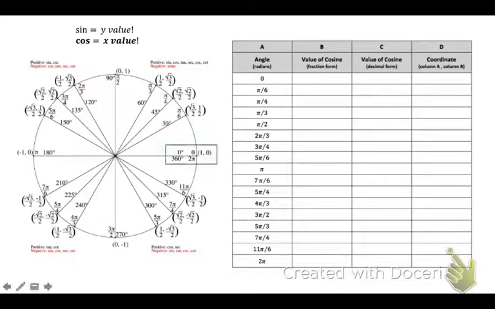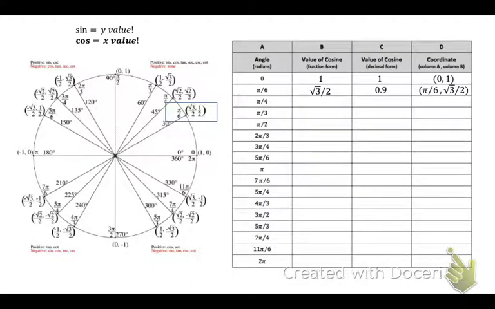So let's start with 0. Well, my x value at 0 is 1, so the value of cosine at 0 is 1. As a decimal, that's 1, and the coordinate is a and b, so that's 0, 1. Okay, we go to pi over 6. The x value there is the square root of 3 over 2. As a decimal, that's 0.9. It's like 0.86 actually, but we can just round up to 0.9. And that coordinate will be pi over 6, square root of 3 over 2.